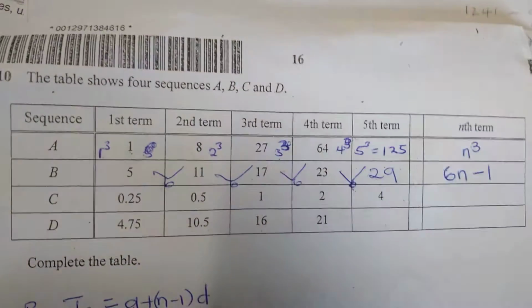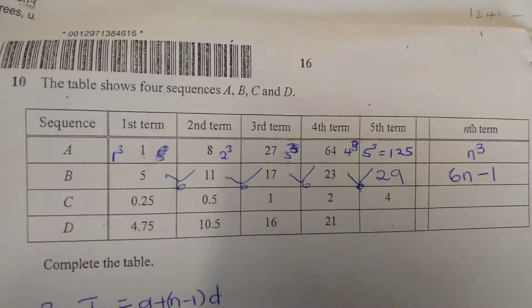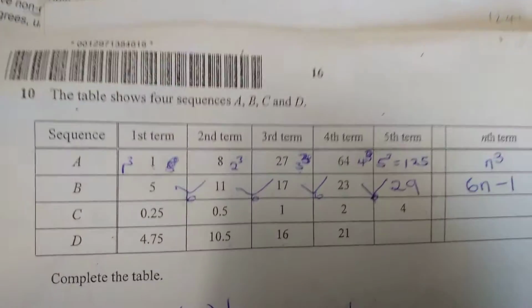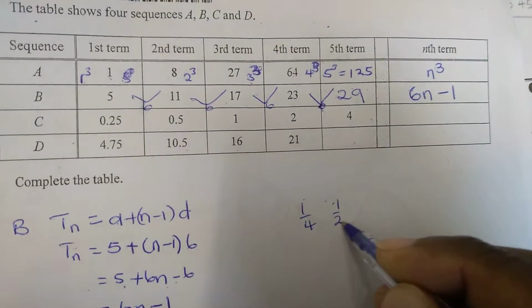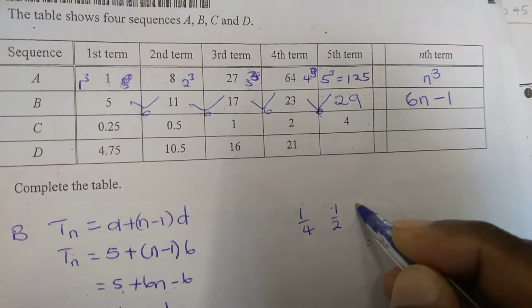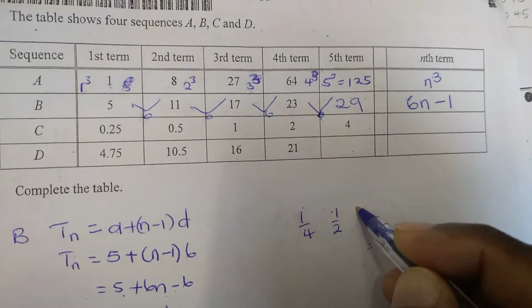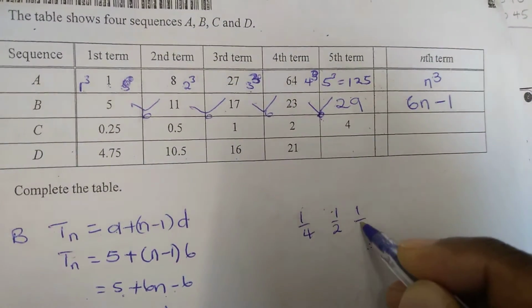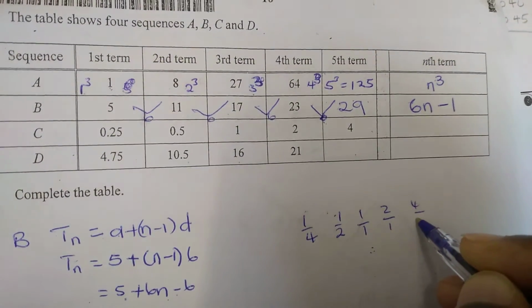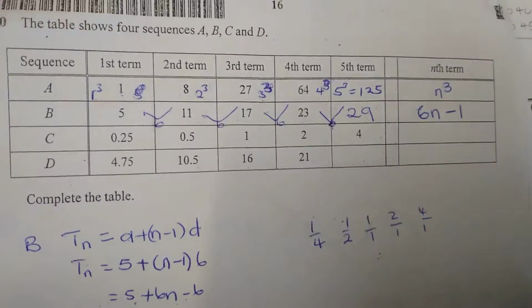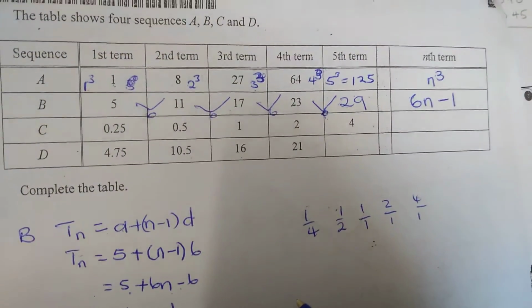Right, for the second sequence, we have got 0.25, 0.5, 1, and so forth. In other words, this is going to be 1/4, 1/2, 1, 2, 4, and so forth.